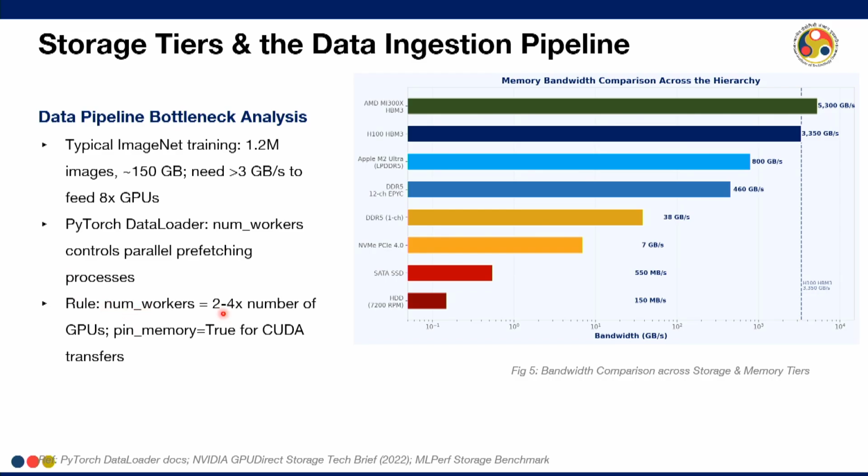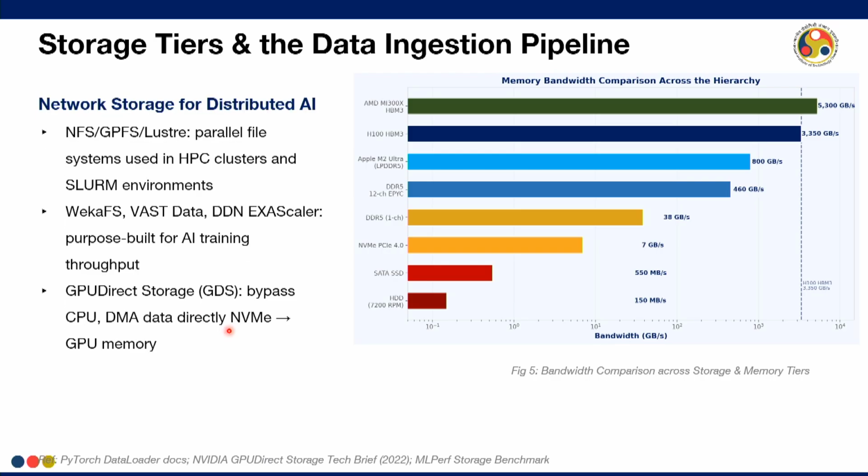The number of workers is usually equal to 2 to 4 times the number of GPUs, and pin memory is true, because we need to pin the memory for CUDA transfer. These basics of CUDA, how GPUs access the memory, and how pin memory translates from the code to the system, we will also see, but these are just for an example.